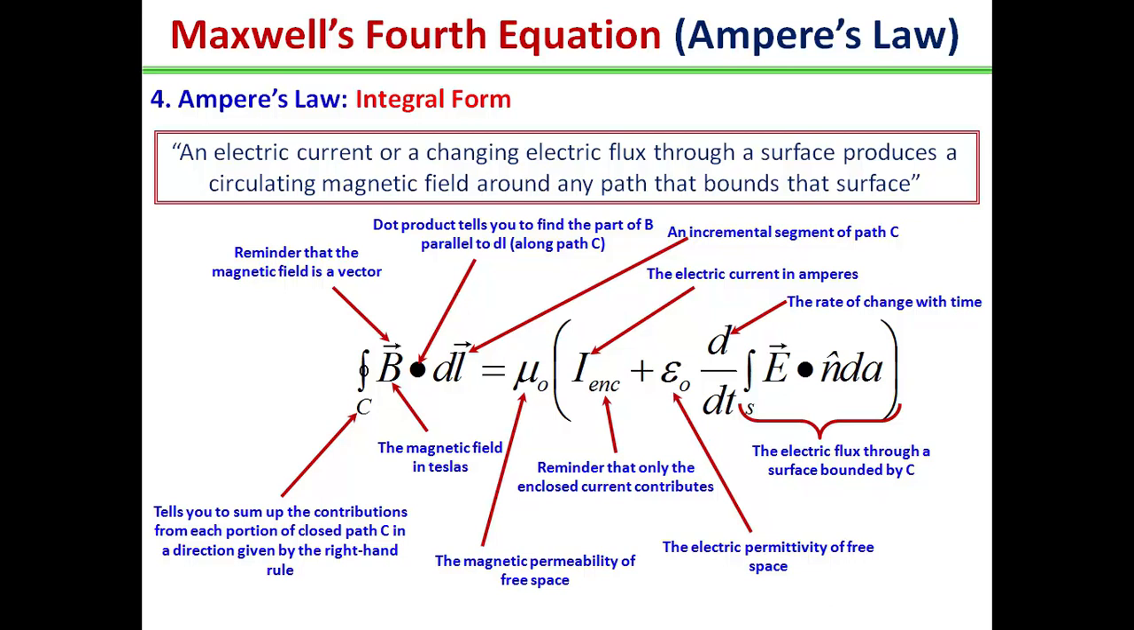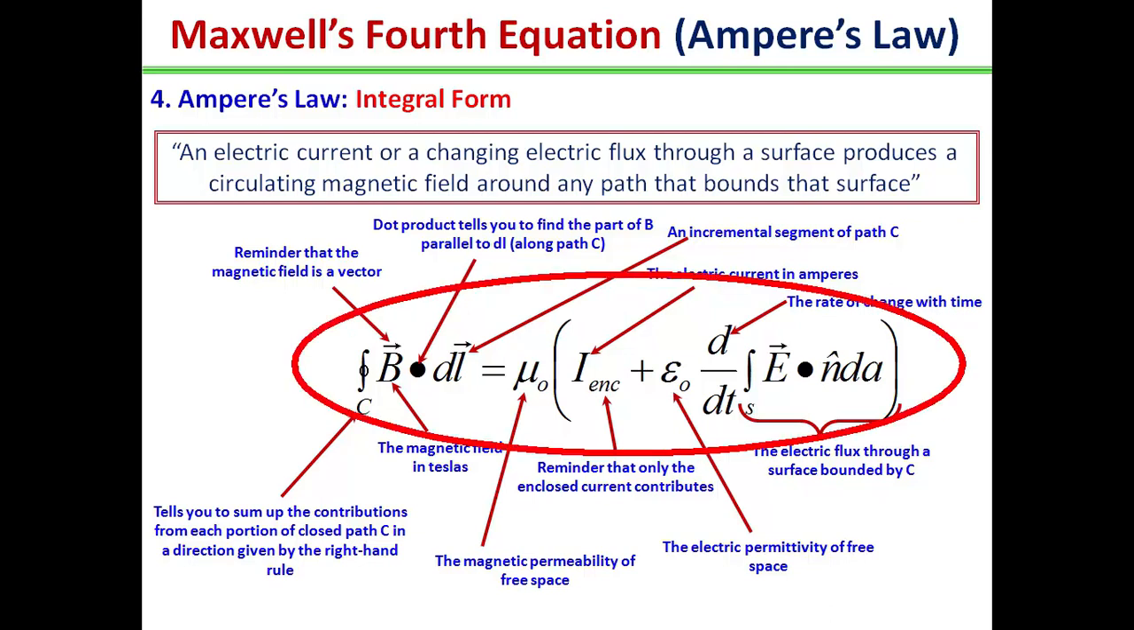Here is the expanded view of Ampere's law. Closed integral B dot dl over contour C is equal to mu naught times the bracket I enclosed plus epsilon naught d by dt surface integral E dot n cap dA.